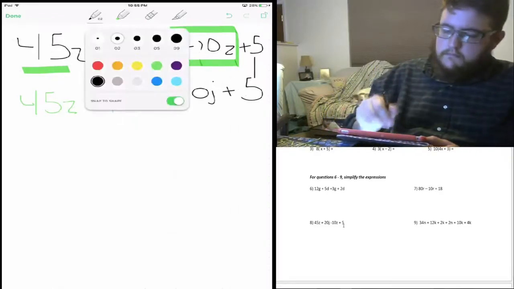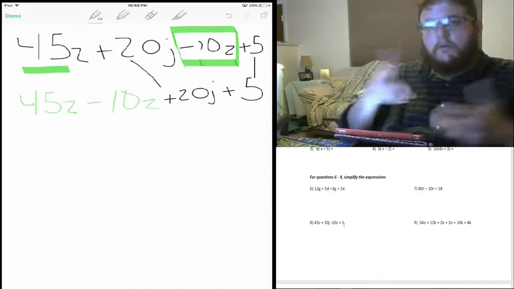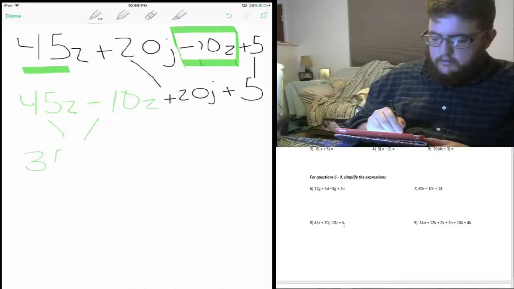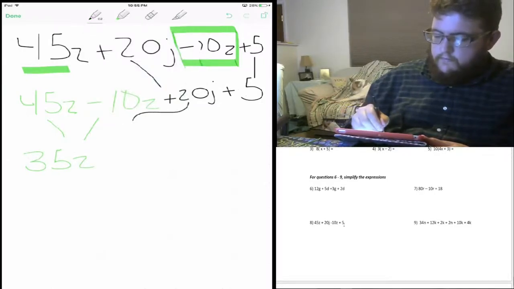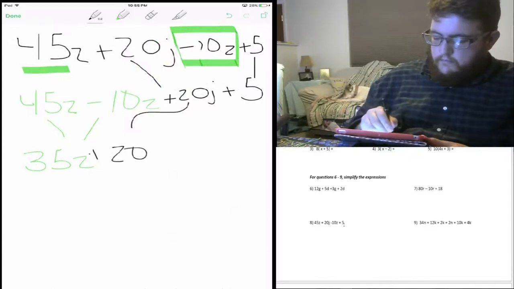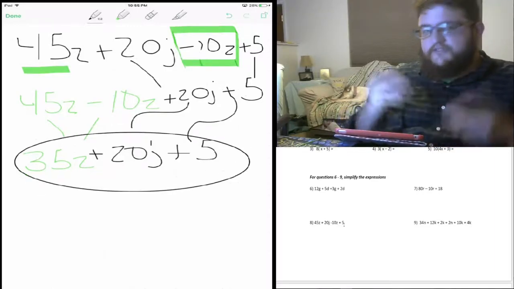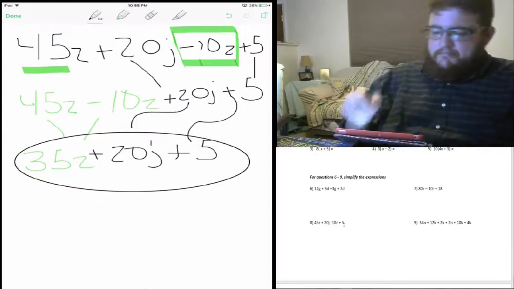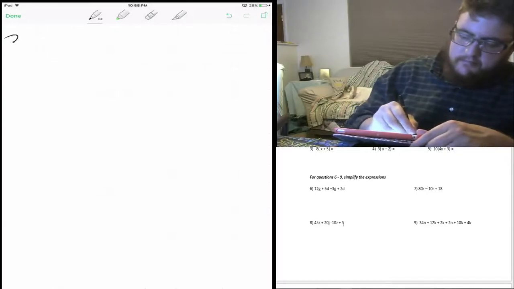So we'll bring everything down. 45z minus 10z is 35z. We'll bring down our 20j and our positive 5. We can no longer combine any of those terms, and that's our answer.